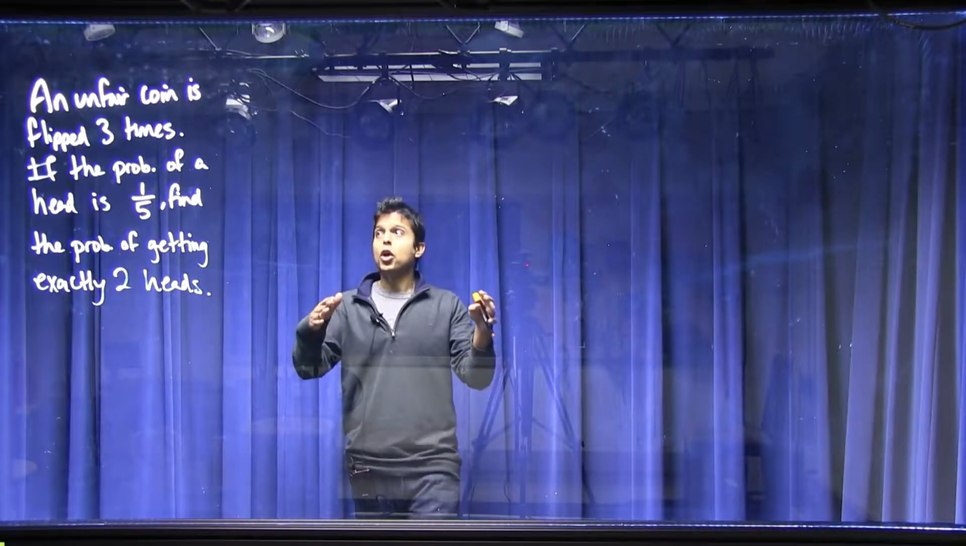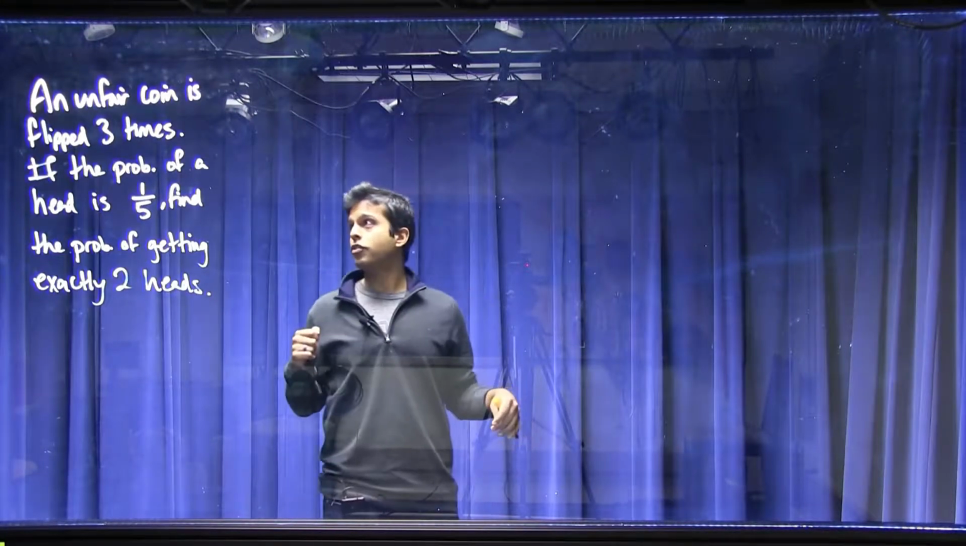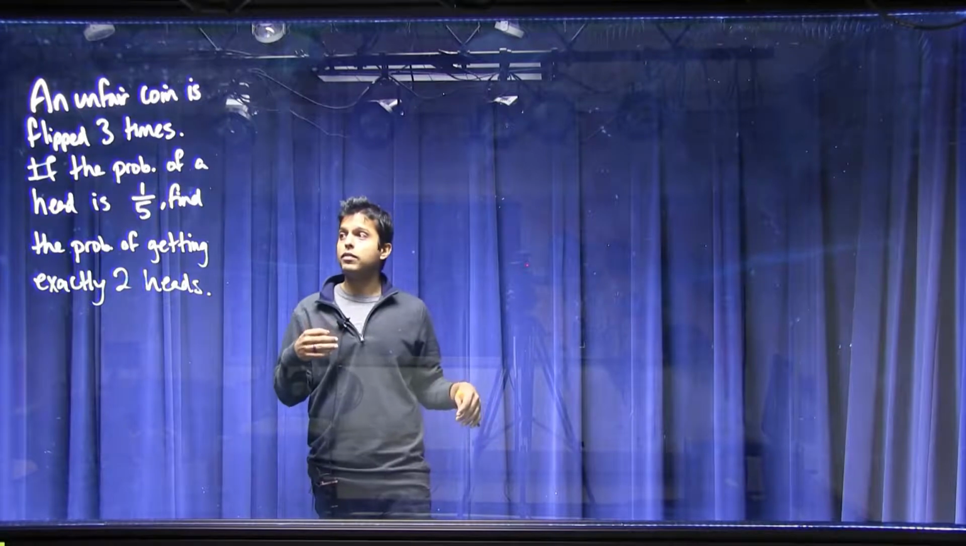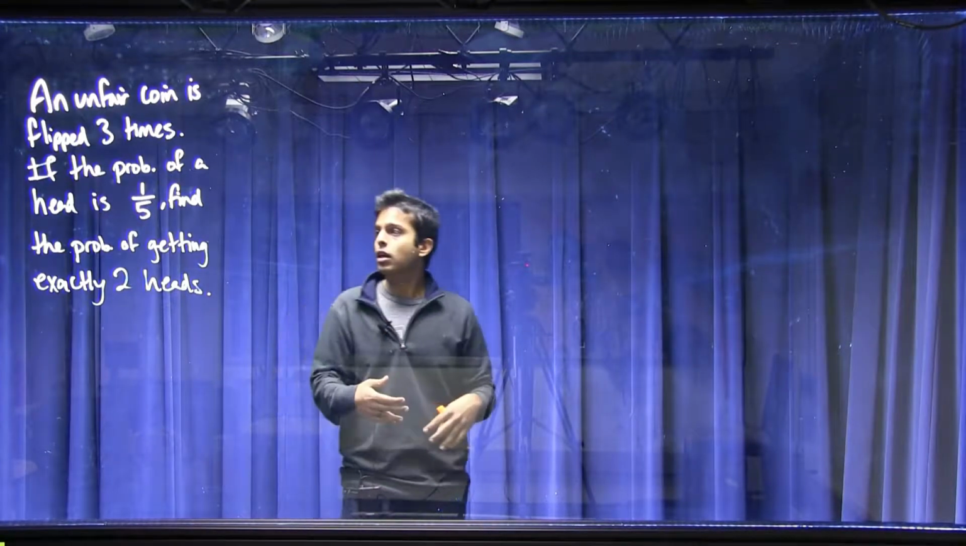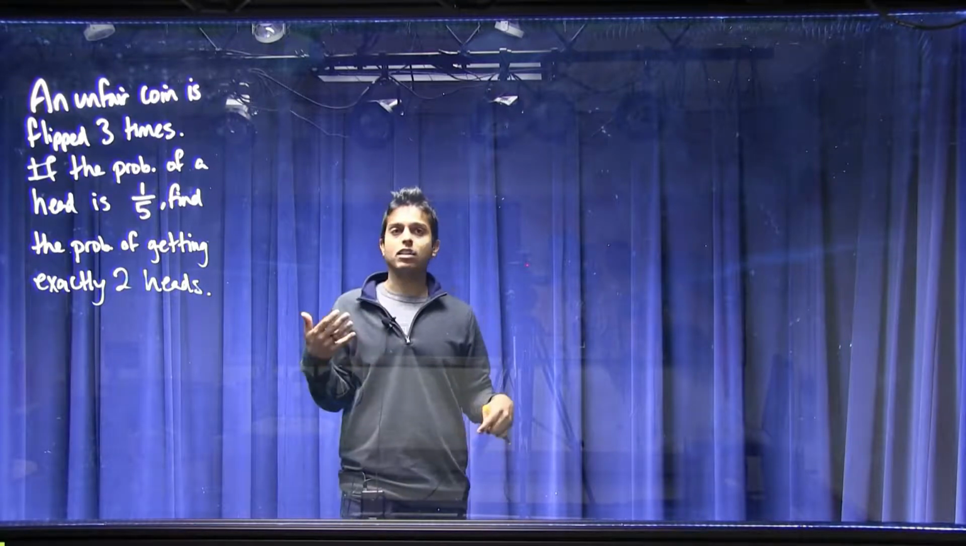Let's start with the problem that we already know how to do. An unfair coin is flipped 3 times, and we know the probability of getting heads is 1/5, which means the probability of getting a tails is 4/5. Let's find the probability of getting exactly 2 heads.